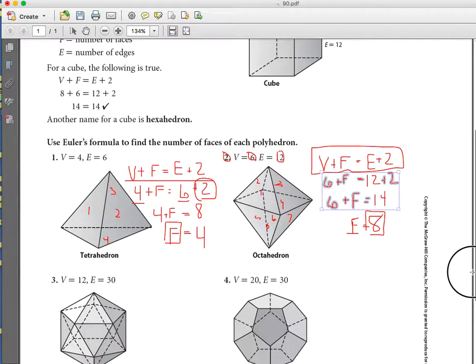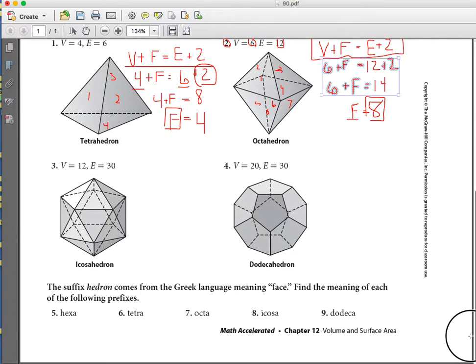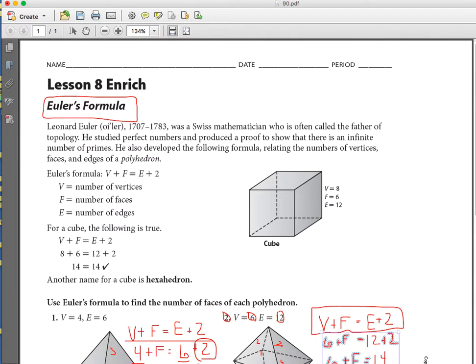Go ahead and try numbers 3 and 4 and 5 through 9 on this enrichment worksheet. If you get stuck, just request a Google Hangout or shoot me an email.